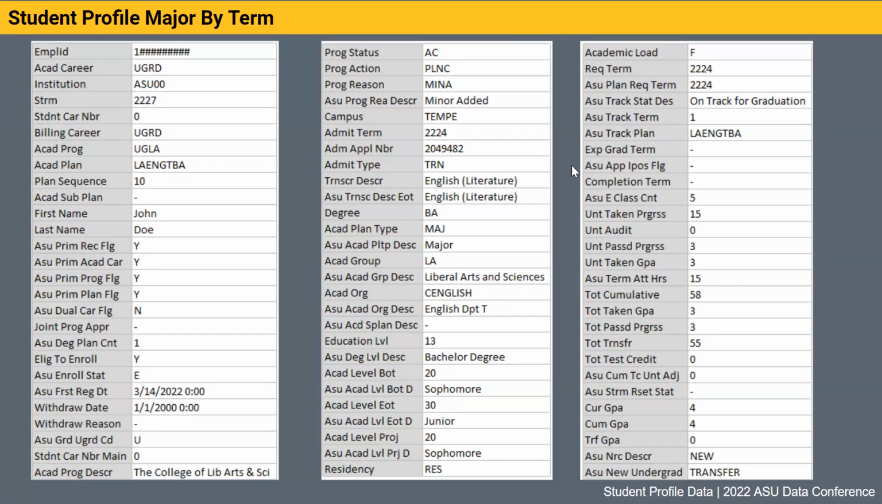Here is an example of one sample student's record in the first table, the student profile major by term. So this is just all the data that you might see about one person. You probably don't have time to read that right now, but it's got everything I just mentioned. Their major, their enrollment status, primary record flags. We even pulled in their name, which I don't know why we did that, but I took it off of the screenshot, but their name is in there too.